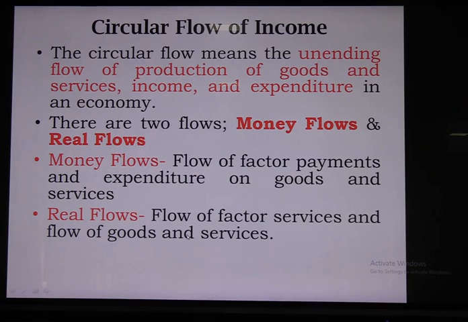Second one, real flow. What are real flows? It is the flow of factor services and the flow of goods and services. This flow does not consist of any kind of income, only service. You are rendering your services in a firm, that is factor service as a labor. And the factory or the firm uses your services to produce goods. And those goods flow from firm to household. So these flows are real flows. This flow does not consist of any kind of income, only factor services and the flow of goods and services. These are the two flows, money flows and real flows.